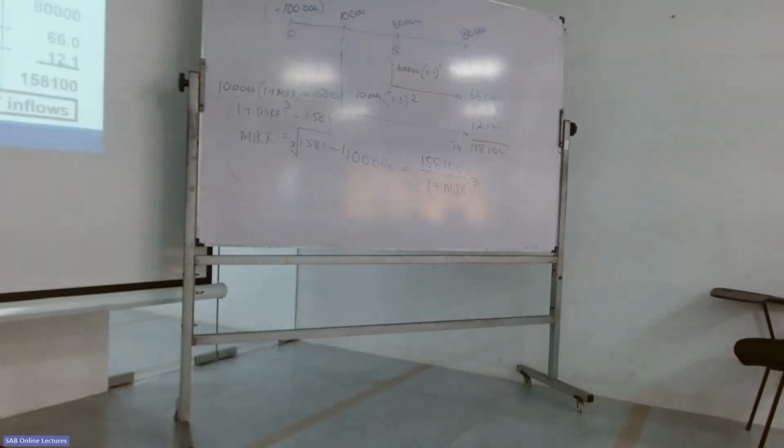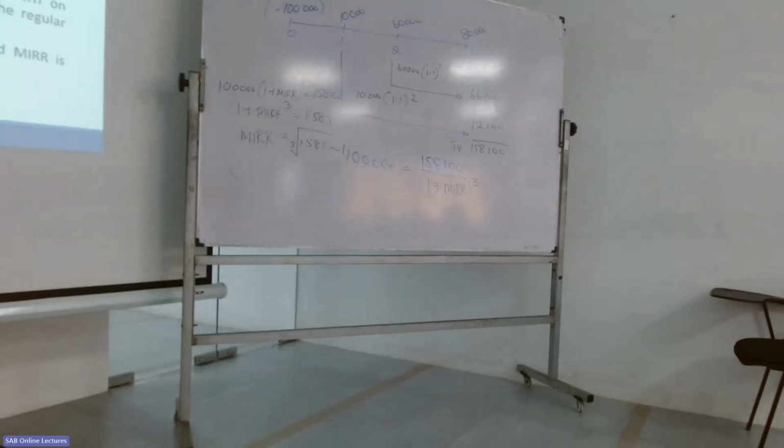Now, this is the reason. MIRR correctly assumes reinvestment at the opportunity cost. It is correctly assumed because when you calculate this MIRR, the reinvestment assumption is the cost of capital. That is the existing market expectation. So it correctly assumes the opportunity cost, or the cost of capital, as the reinvestment assumption.